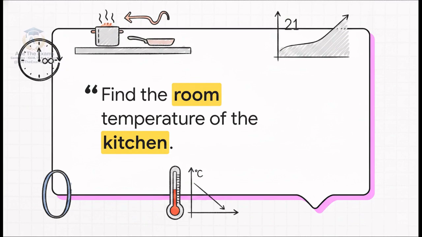But okay, here is absolutely my favorite part of this equation. Consider this prompt. Find the room temperature of the kitchen. Now, how could we possibly know that from a formula about a hot pan? Well, think about it. As time goes on to infinity, that hot water is eventually going to cool down until it perfectly matches the room.